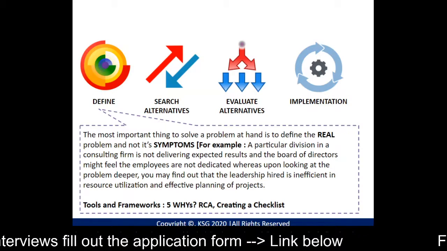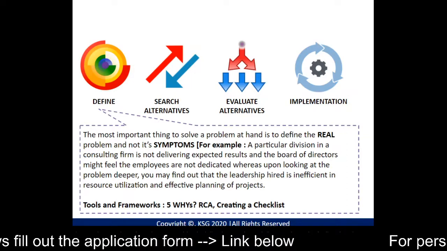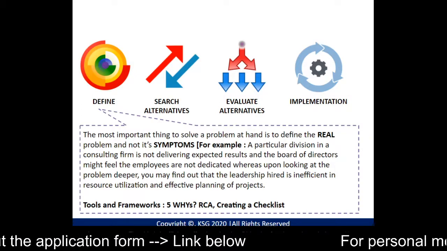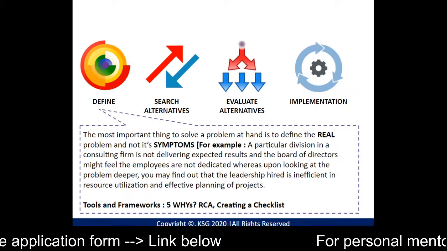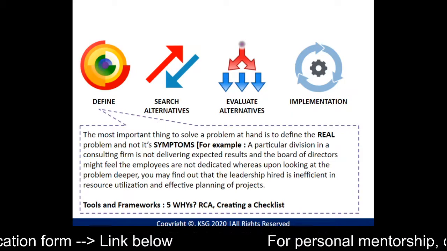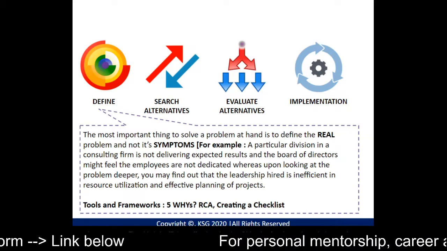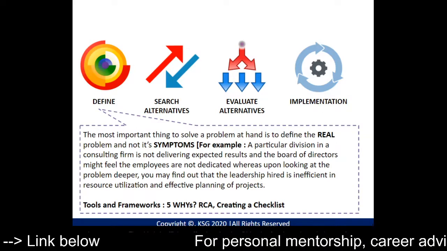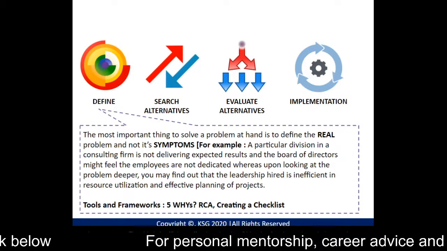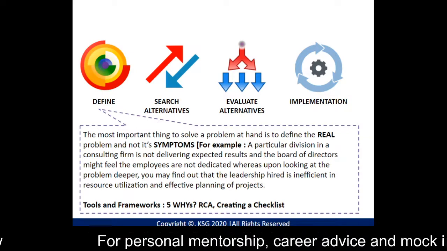Now, once you define a problem, the next objective you need to solve is to search for alternative solutions. Once you have an idea about what all alternative solutions you could have, you have to evaluate all of those alternatives to understand what are the costs and what are the benefits of employing a particular alternative versus another. And once you have fixed upon a particular alternative, you have to implement that. There are plenty of tools and frameworks that managers use to solve a particular problem. Some of them are like the Five Whys approach or the RCA, which is root cause analysis. Or often it starts with a very basic and simple step, which is by creating a checklist.